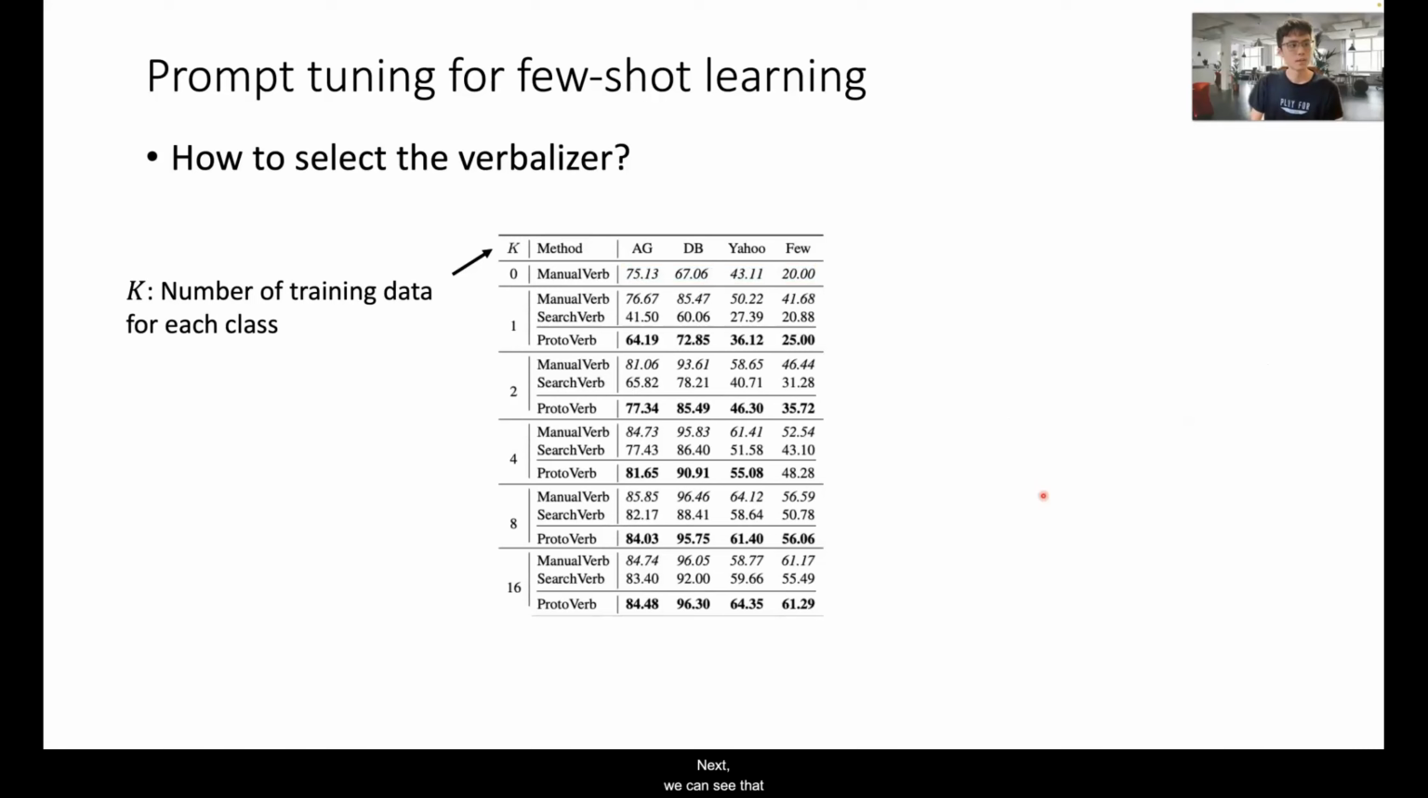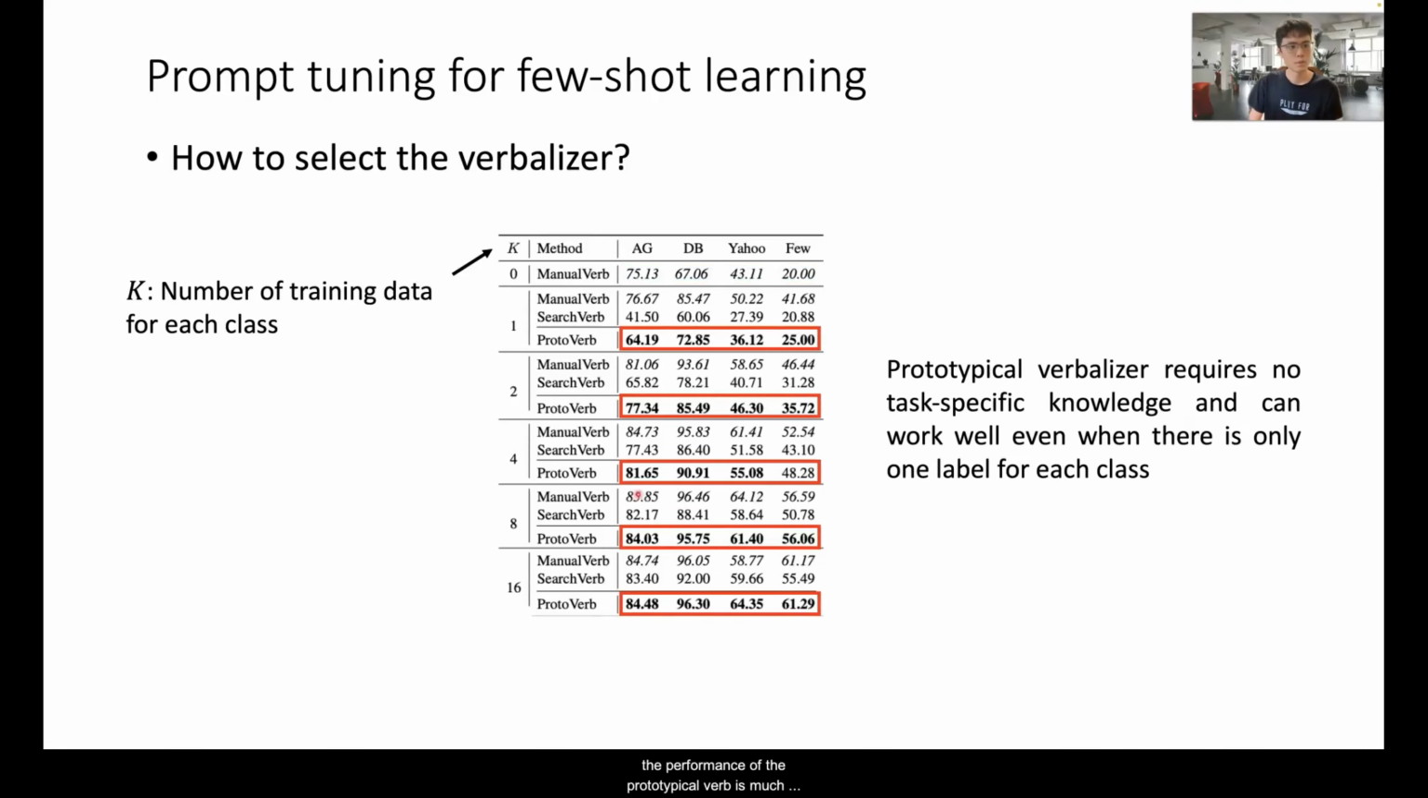Next, we see that the performance of the prototypical verbalizer is much better than the search-based verbalizer under all different scenarios. Proto-verb also gives quite a good performance when the training data for each class is only 1. This shows that proto-verb is very powerful while requiring no task-specific knowledge. Last, the performance of proto-verb is often comparable to or better than the manual verbalizer when there is more training data.